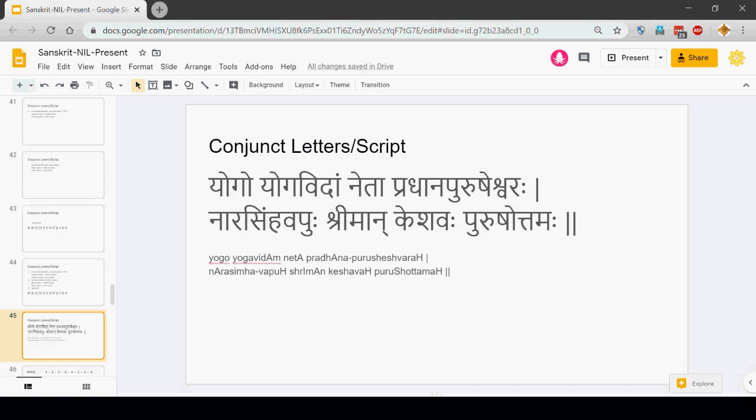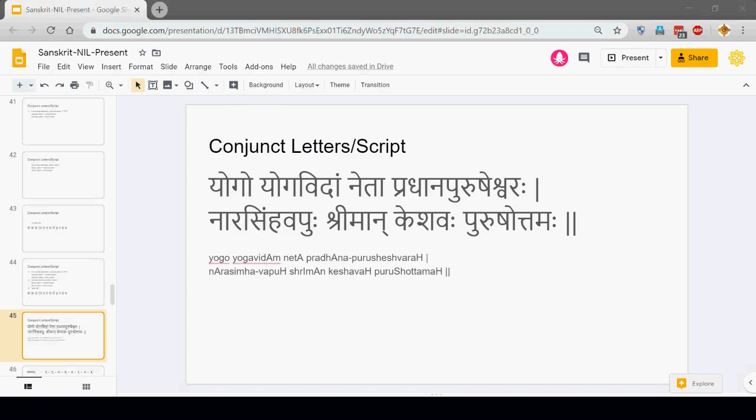So anybody want to try this one? Giovanni, comfortable? You want to try the first? Yes, yeah, I can try. Trying without reading the transliteration. Yoga, yoga vidam, neta, pradana, purush ksharaha.